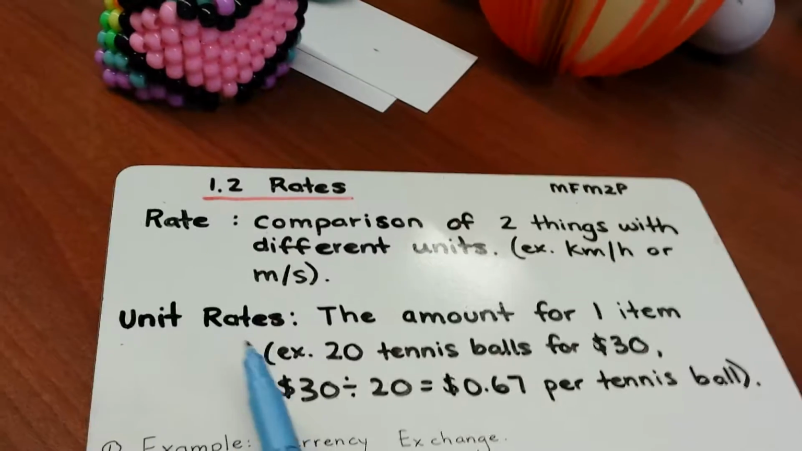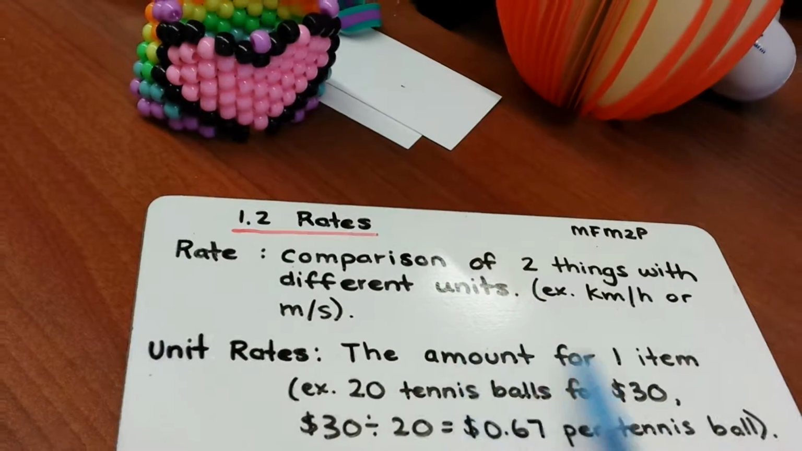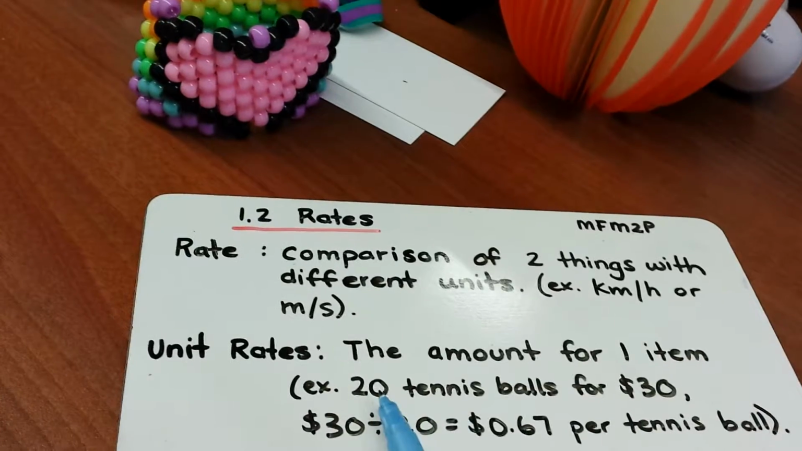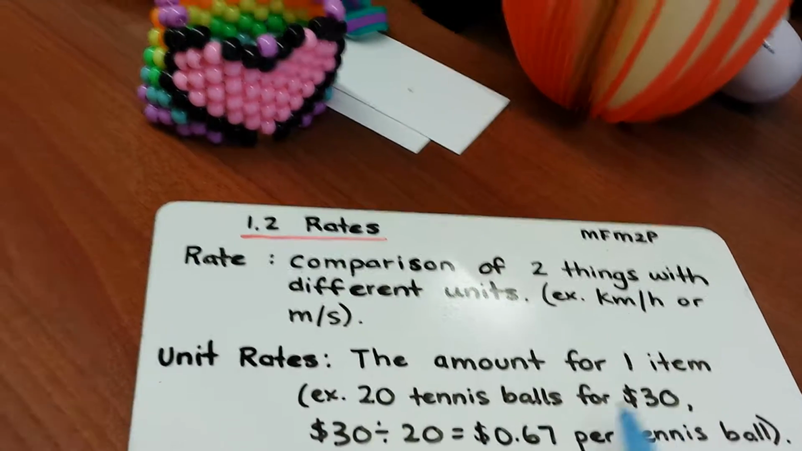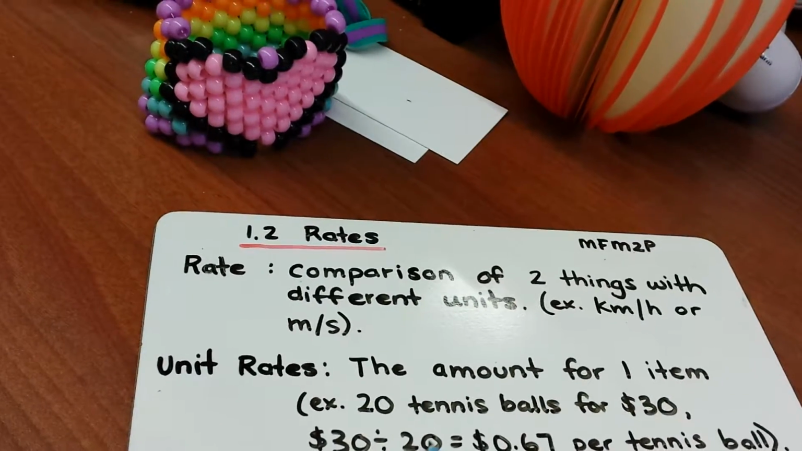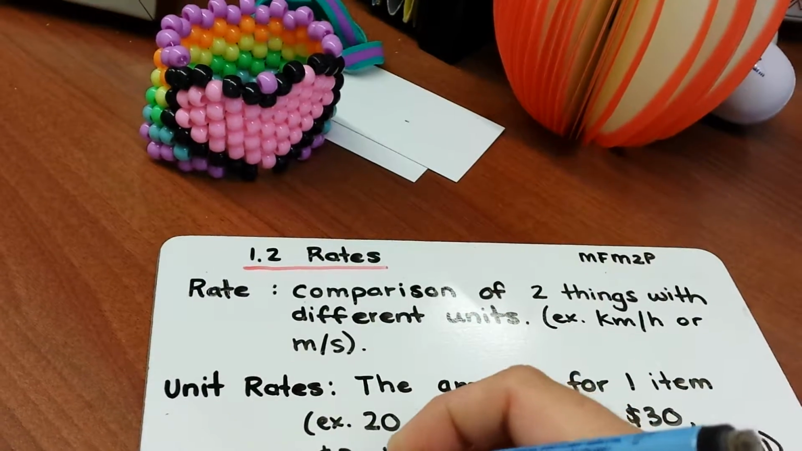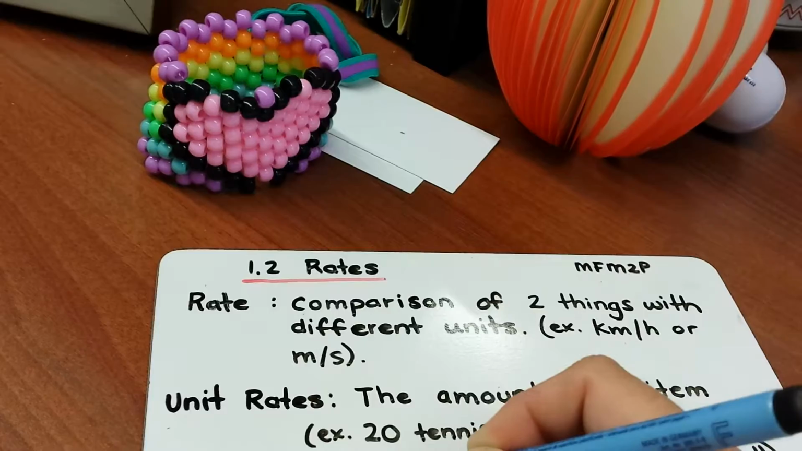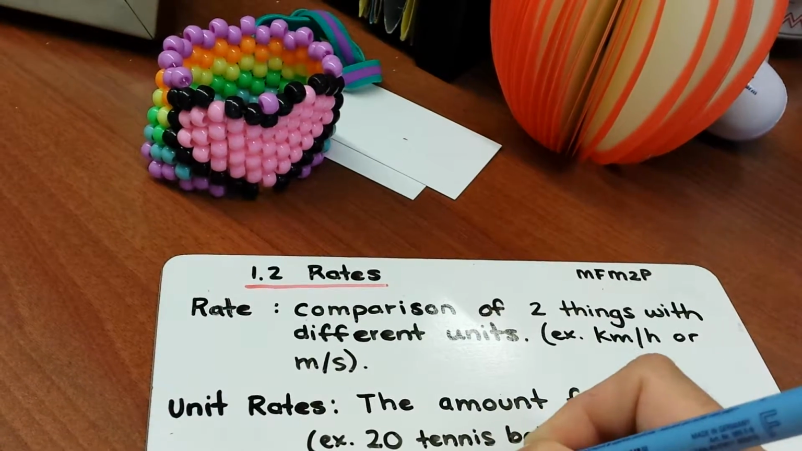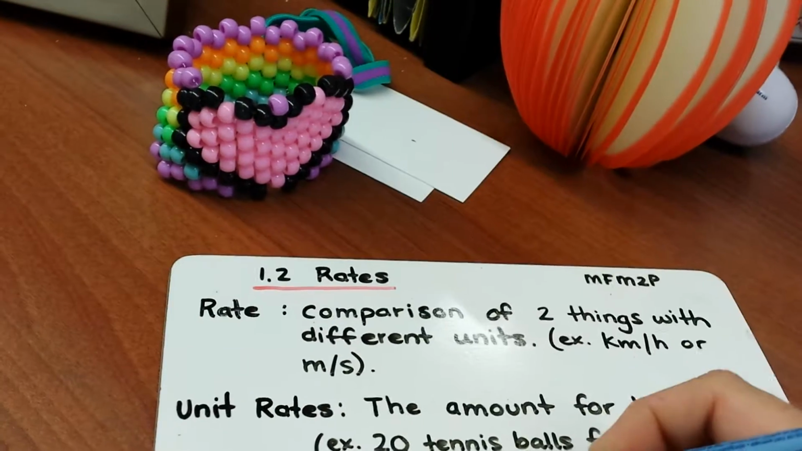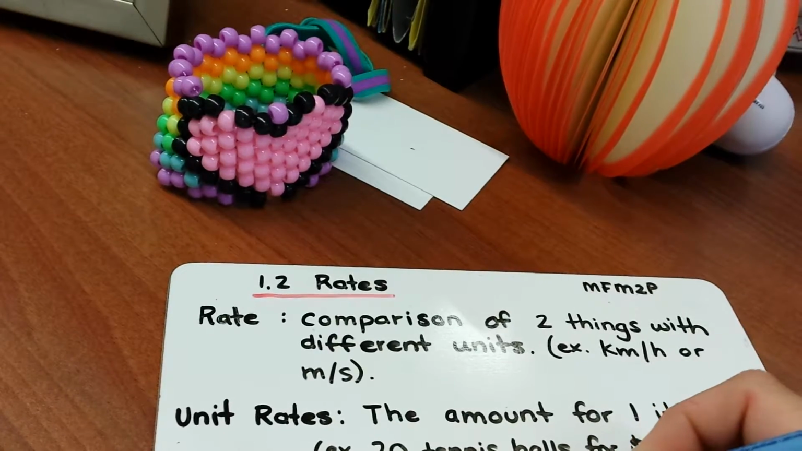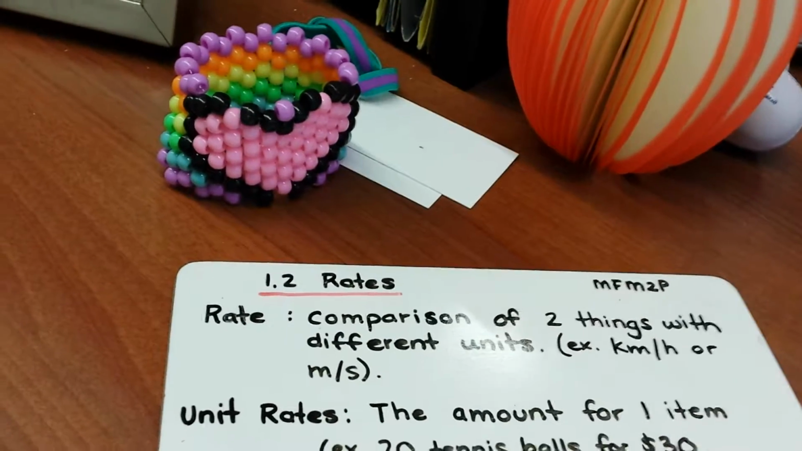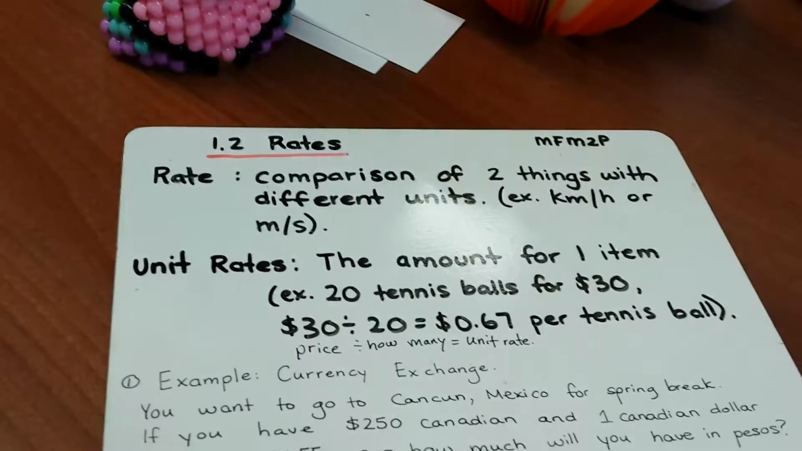A unit rate is the price for one item or the amount for one item. So if you bought 20 tennis balls for $30, you could take the price and divide it by how many you have. So you want to take the price, and divide it by how many, and that will give you the unit rate. Okay, so you got the price divided by how many gives you the unit rate.